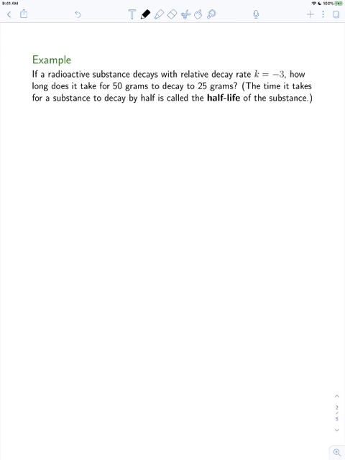What we have given to us is that the substance is decaying with exponential decay, and we're given a relative decay rate of k equals -3. That k, that constant of proportionality, is known as the relative decay rate when it's negative, and it's the relative growth rate when it's positive. So here we have a differential equation, dP/dt is equal to -3 times P. And in this case, P of 0 is the initial population, which is 50 grams.